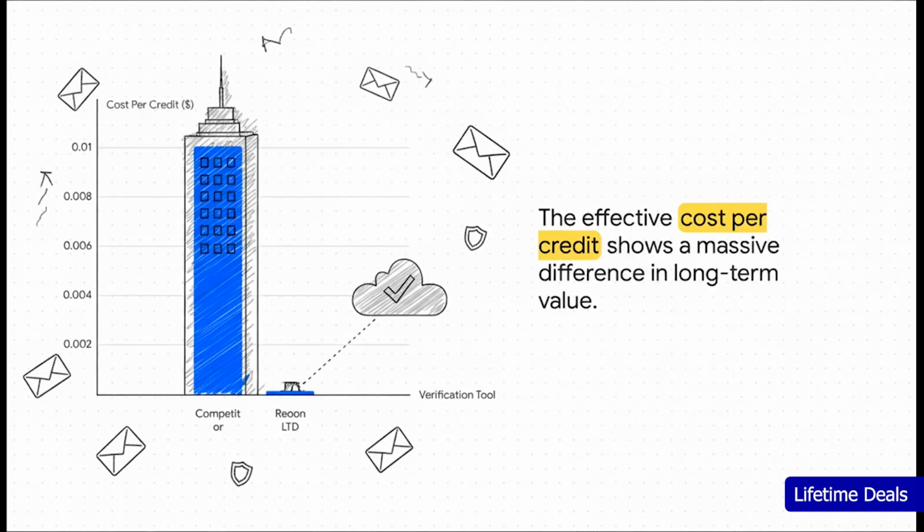I mean, this chart just says it all, right? When you actually visualize the cost per credit, it's not even a fair fight. One bar is a skyscraper and the other is barely even visible on the ground. It's a fundamentally different economic equation for managing a core part of your business.